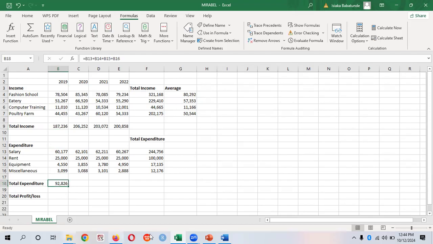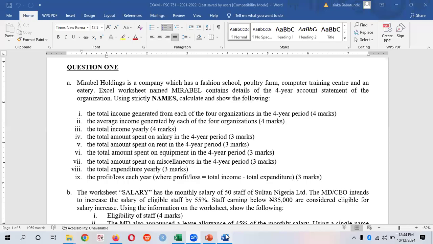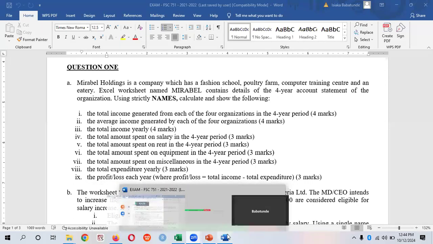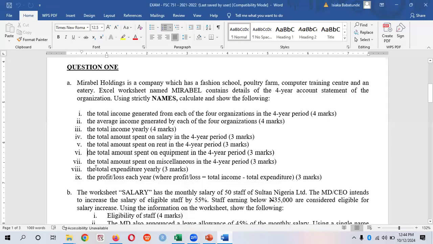So the next one is something I'm not sure. The next one is, what's it called? We've got a Word document. This one is, where is it?